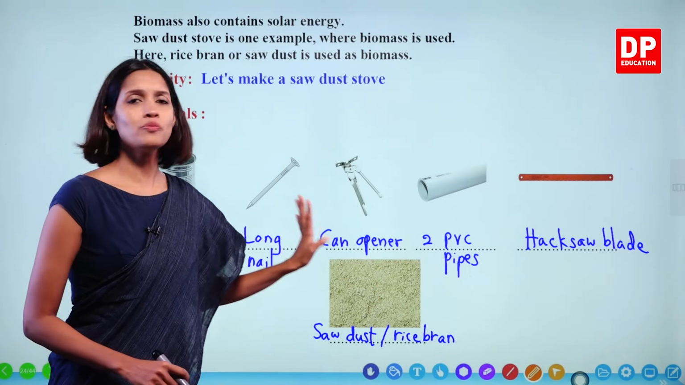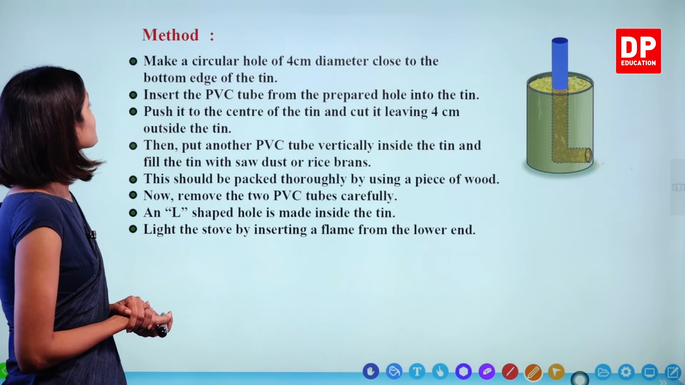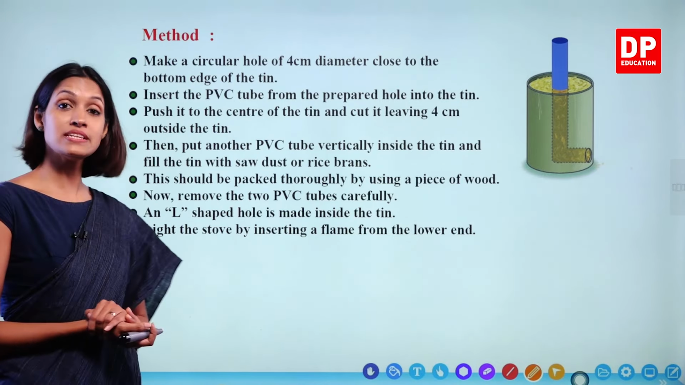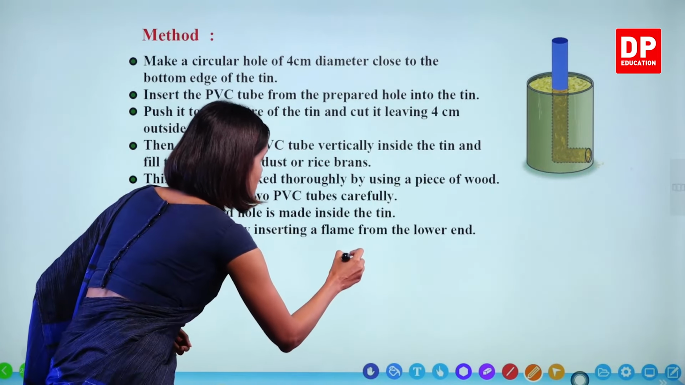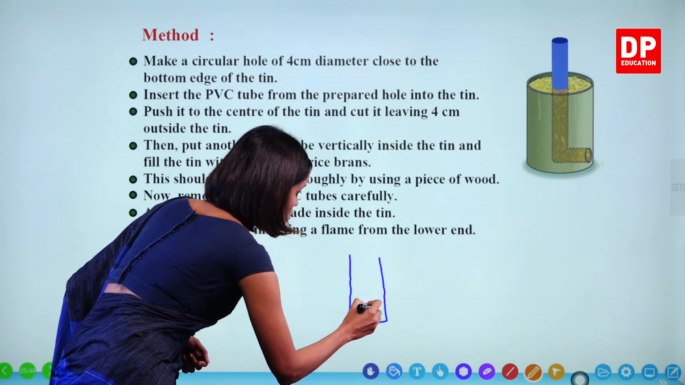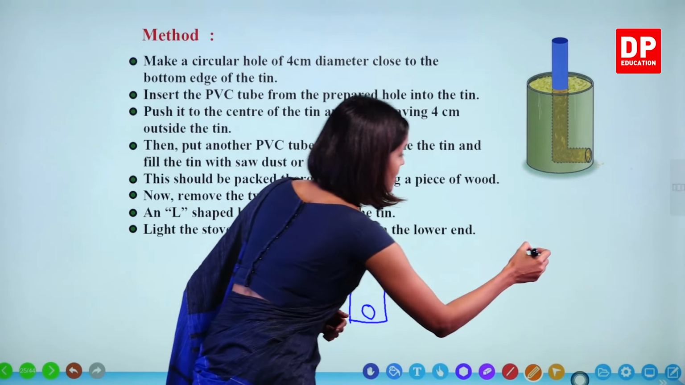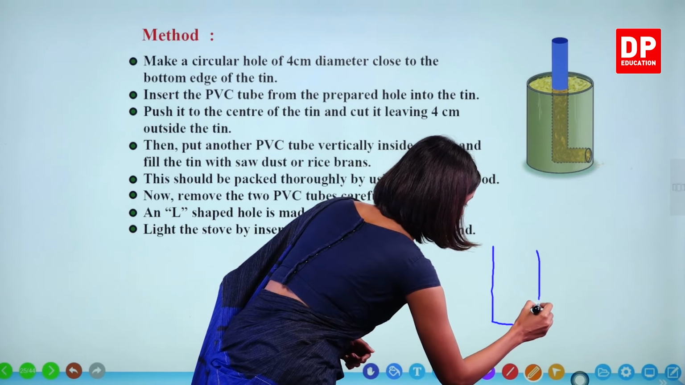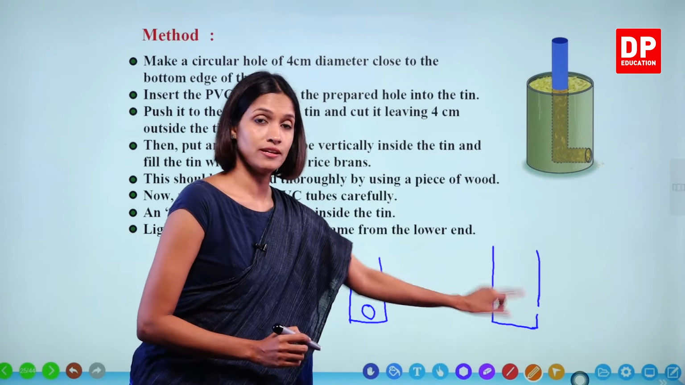So, I am going to show you how to make this sawdust stove now. Method. Make a circular hole of 4 cm diameter close to the bottom edge of the tin. Right? So look at this one, the first hole. If you take the tin like this, you have to make a hole close to the bottom edge, close to the bottom of the tin. Okay, children? If you take the side way, it would look like this. So this is the small hole.